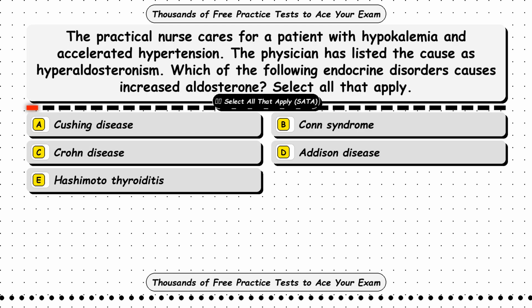Question 1. The practical nurse cares for a patient with hypokalemia and accelerated hypertension. The physician has listed the cause as hyperaldosteronism. Which of the following endocrine disorders causes increased aldosterone? Select all that apply. Option A, Cushing disease. Option B, Conn syndrome. Option C, Crohn disease. Option D, Addison disease. Option E, Hashimoto thyroiditis.